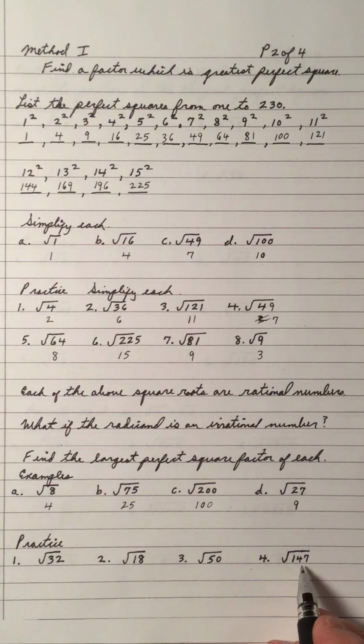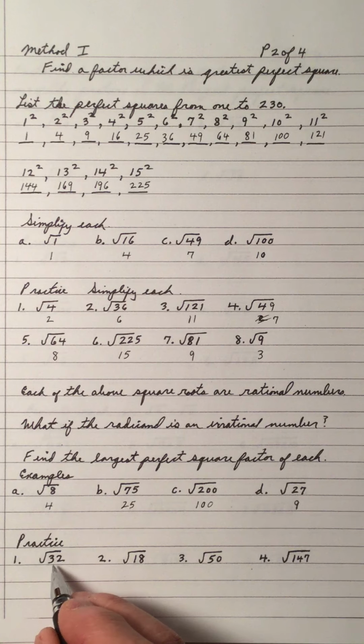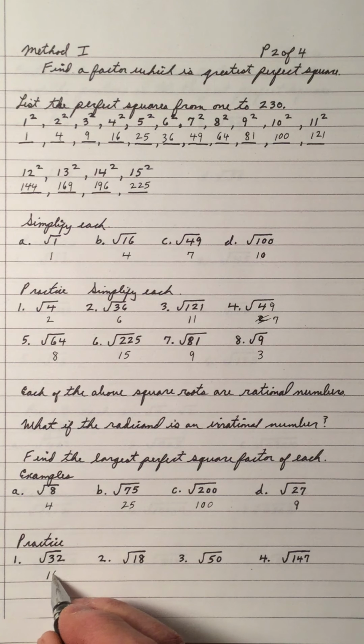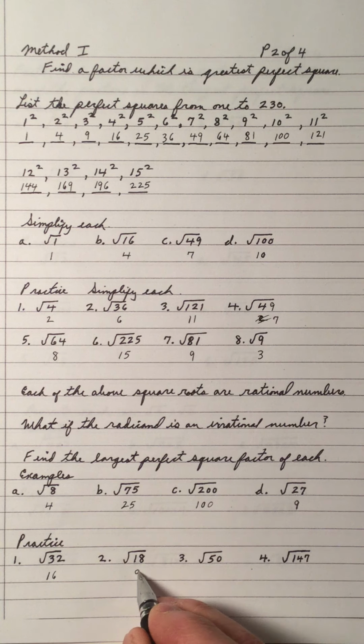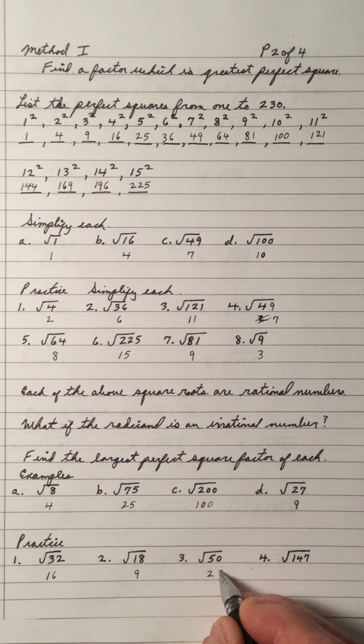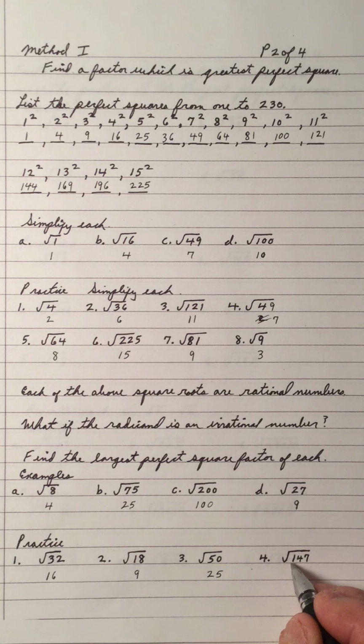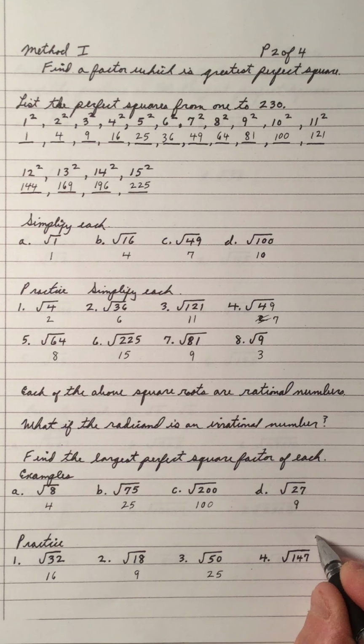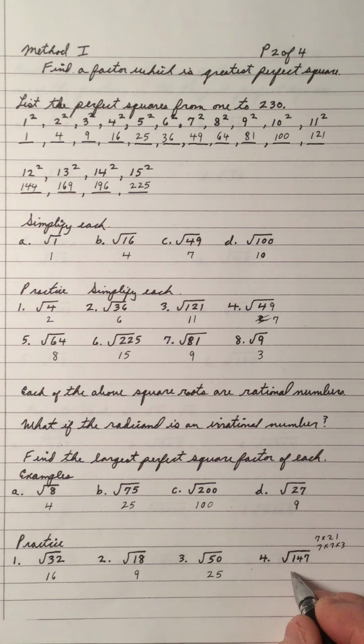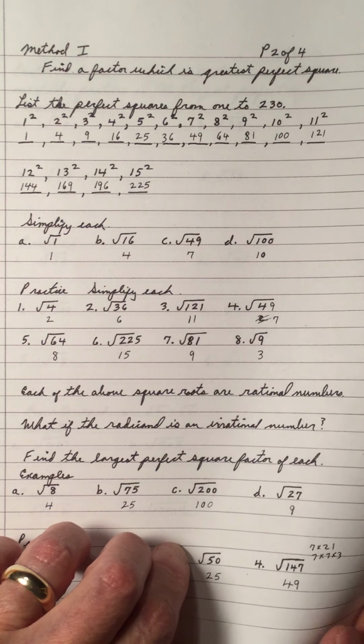Practice. Pause the video and see if you can find the largest perfect square. 32. The largest perfect square is 16. 18, 9, 50, 25, and 147. Well, this one's a little bit trickier. I see a 7, so I see 7 into 14 goes 2, 7 into 7 goes once, so that's a 7. 21 is 7 times 3, so the largest perfect square there is 49 in 147.